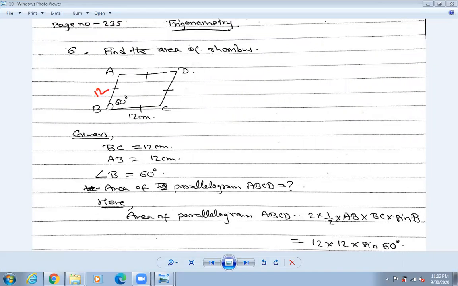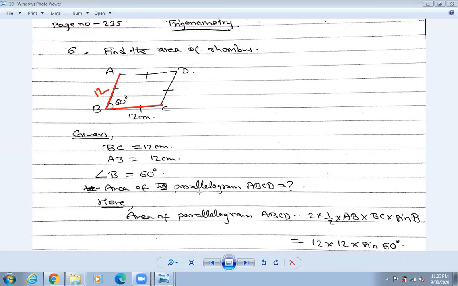So whenever an angle is given, it is formed by two sides, right? So from here, what is the name of this one? AB is the name. Okay, AB is 12 centimeter. Next side is BC. BC is 12 centimeter. And in which point is there an angle? The angle is in point B. So angle B equals 60 degree.